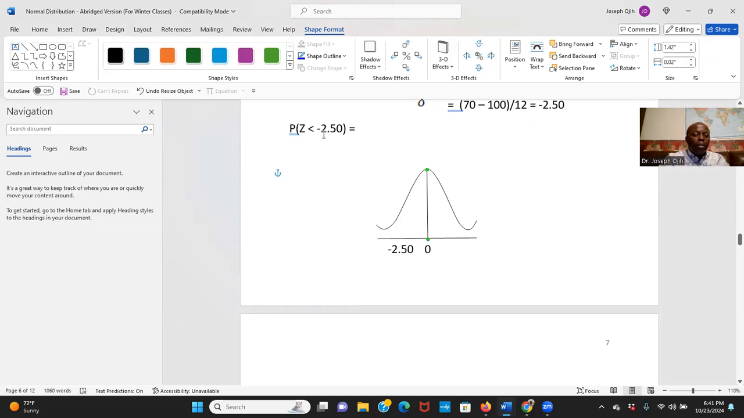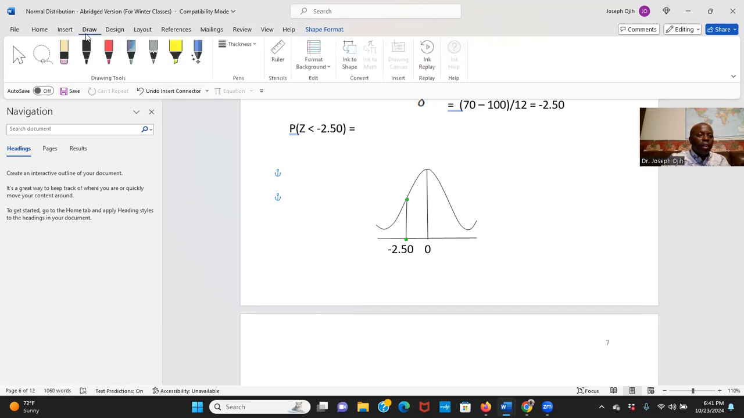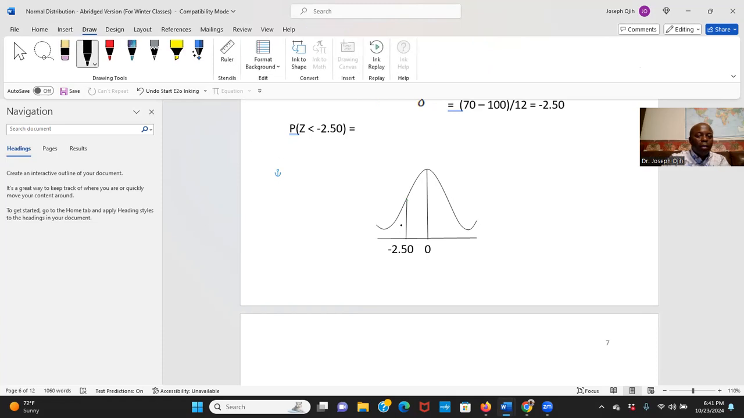Now, say less than negative 2.5. So we're going to put the line that represents negative 2.5, then you say less than that. That means you're going to shade less than that. As a matter of fact, to shade it faster, I can use this.